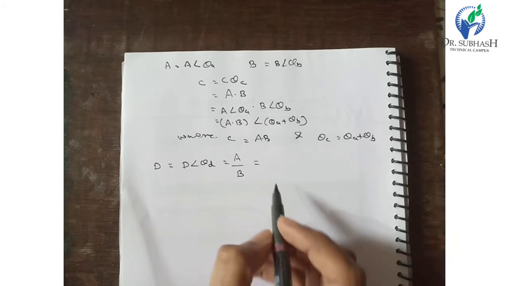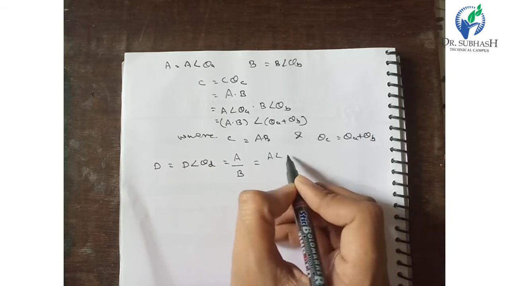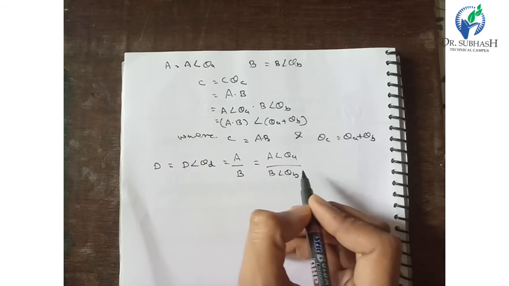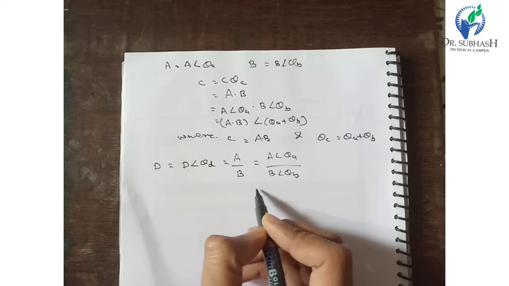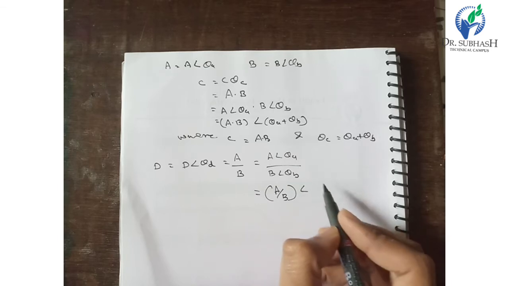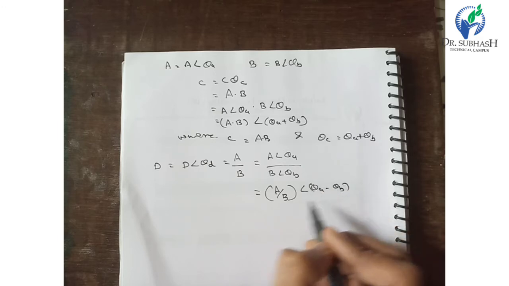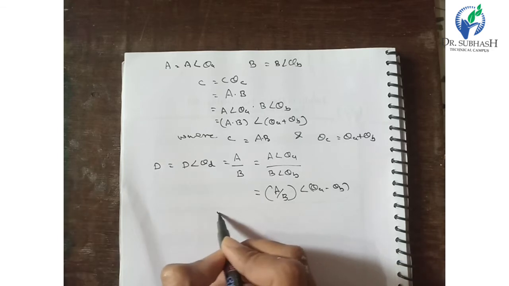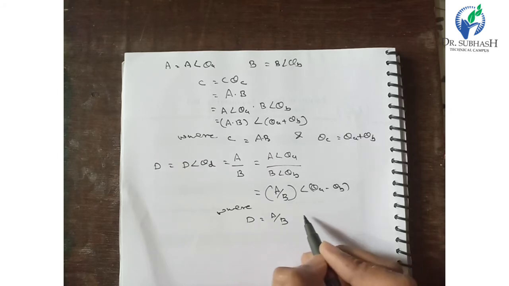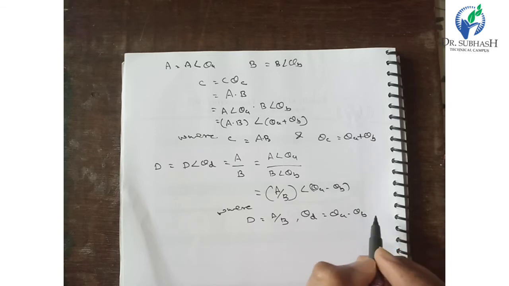For the division purpose, here is the value of A, with angle theta A, and the value of B, with angle theta B. For the output of them, we write the value of A upon B, and the angle between them is theta A minus theta B, where the value of D is equal to A upon B and theta D is equal to theta A minus theta B.